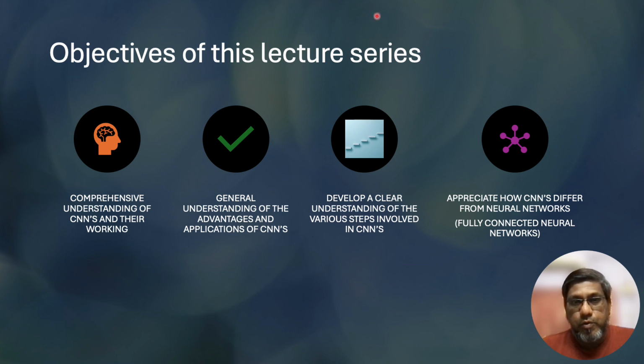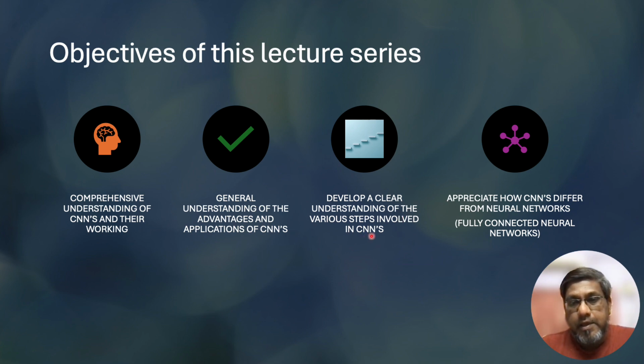And then we also want to focus on developing a clear understanding of the convolution process itself, because at the heart of the convolutional neural network is the convolution process, where the input image is convolved with some filter, and that produces an output image. So at the heart of the CNN lies the convolution operation. So we need to have a clear understanding of what the convolution process is.